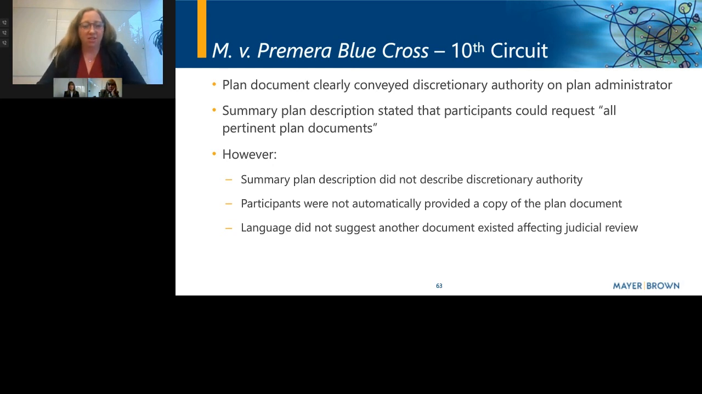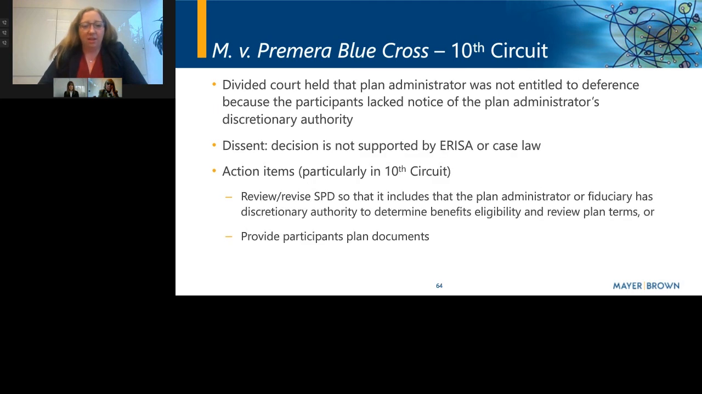And third, the language in the summary plan description did not suggest that there was another document that affected judicial review. While it said that the participants could request all pertinent plan documents, it didn't say, hey, just so you know, this other document might affect the standard of judicial review. And ultimately, a divided 10th Circuit held that the plan administrator was not entitled to any deference with respect to its decision because the participant didn't have any notice of the plan administrator's discretionary authority.